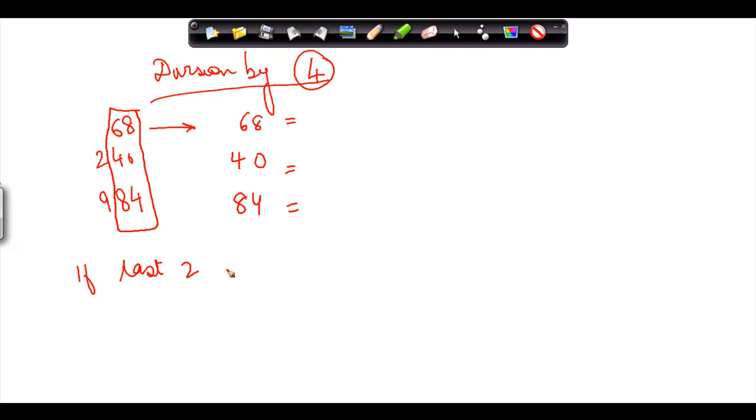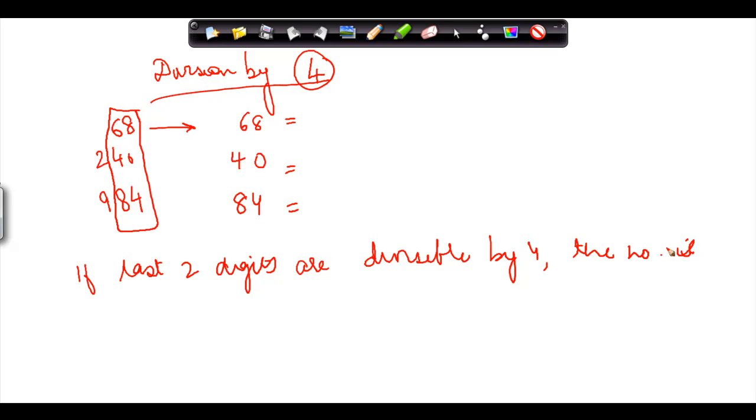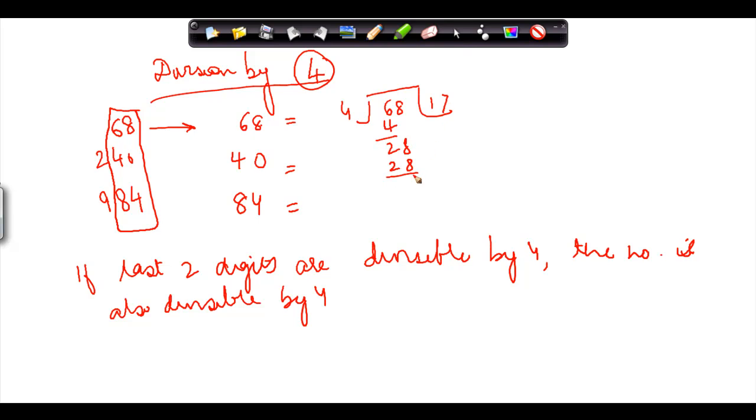if the last two digits are divisible by 4, the number is also divisible by 4. So now 68, 4 1s are 4, 1, 28, 7, 28. Now because 68 is itself divisible by 4, therefore, here there's no other option actually, but if suppose this was 268, then the assumption would have been that even 268 is divisible by 4. Similarly here, 10 times 4 is 40, therefore 240 is also divisible by 4. Here 21 times 4 is equal to 84, therefore even 984 will be divisible by 4.